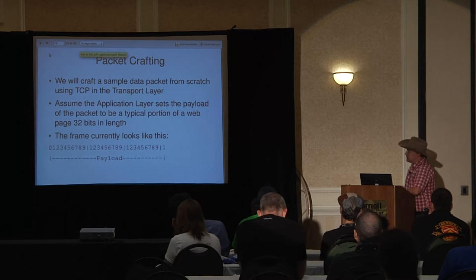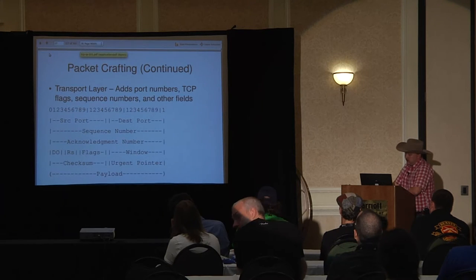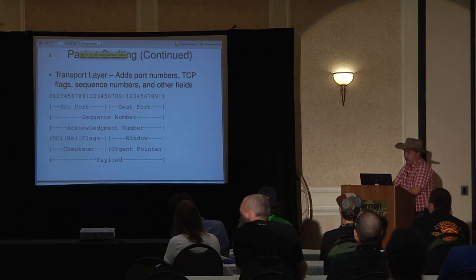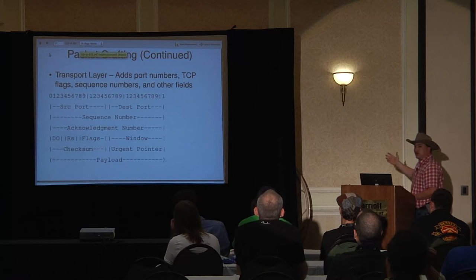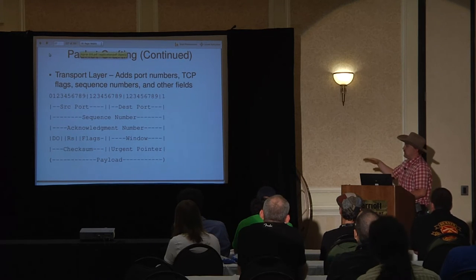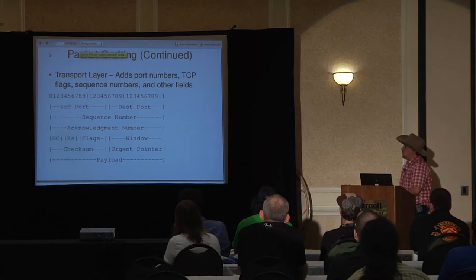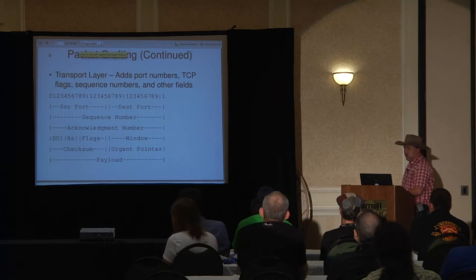We're going to say it's just a 32-bit payload, just to make it look pretty on my graphs. The first thing that's going to happen is it gets wrapped up in the transport layer, and we're assuming TCP here. UDP looks similar. It just doesn't have as many flags and stuff. The window, I believe, is not there. I'd have to double-check that.